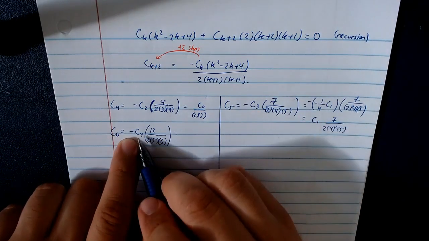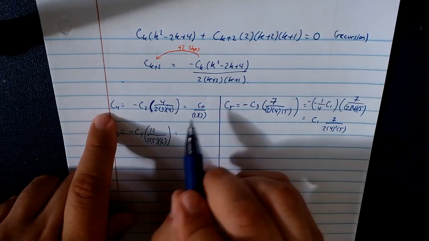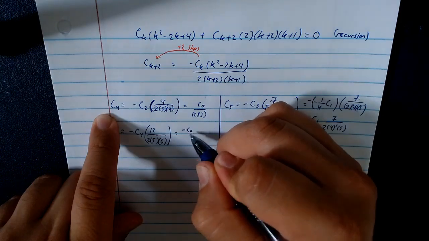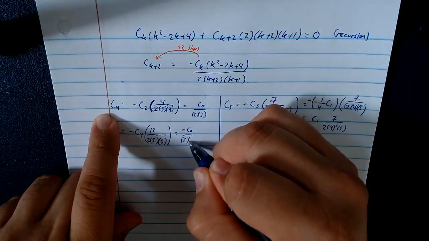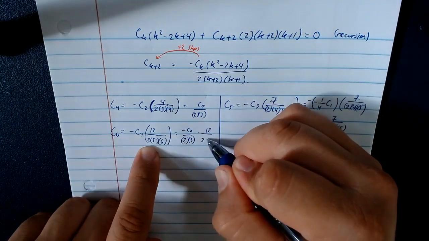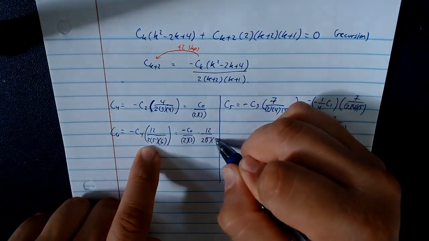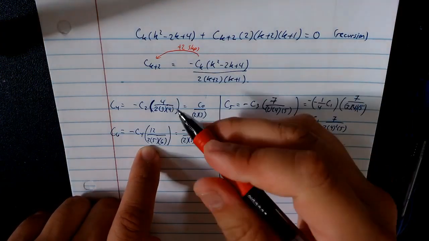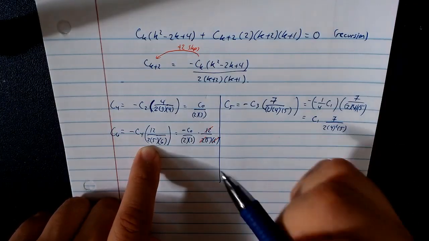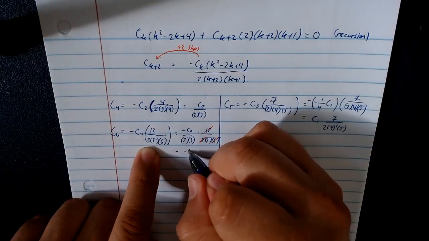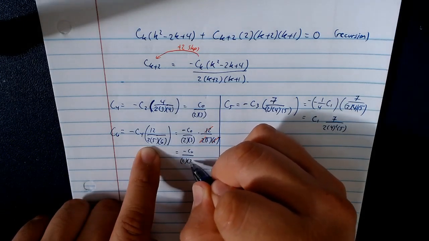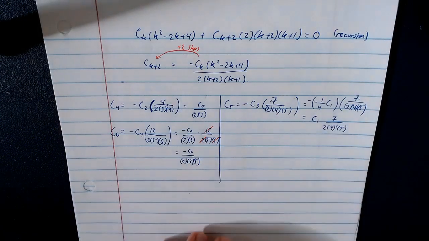But then negative C4 is the negative of this thing right here. So this would be negative C0 over 2 times 3 times this 12, 2, 5, and 6. And here the 12 and the 6 and the 2 cancel. So I get negative C0 over, I'll keep writing it as 2, 3, and 5, but it doesn't look like I'm going to end up with any kind of nice pattern.